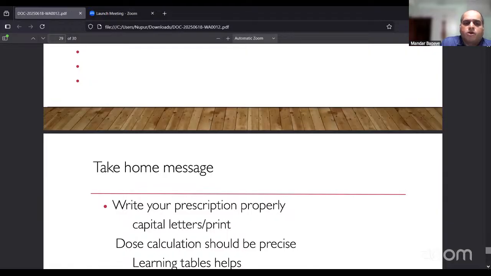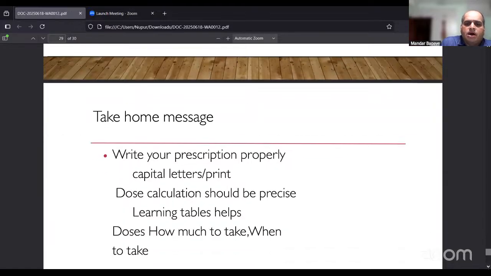So what are the take-home messages is that whenever we write doses, we have to calculate. There is no harm in calculating. There is no harm in using calculators. In the Western world, all doctors use calculators. Nowadays, there are a lot of apps. Nowadays, AI does everything for us. So calculate the dose properly. The dose calculation should be precise to avoid overdosing as well as underdosing.